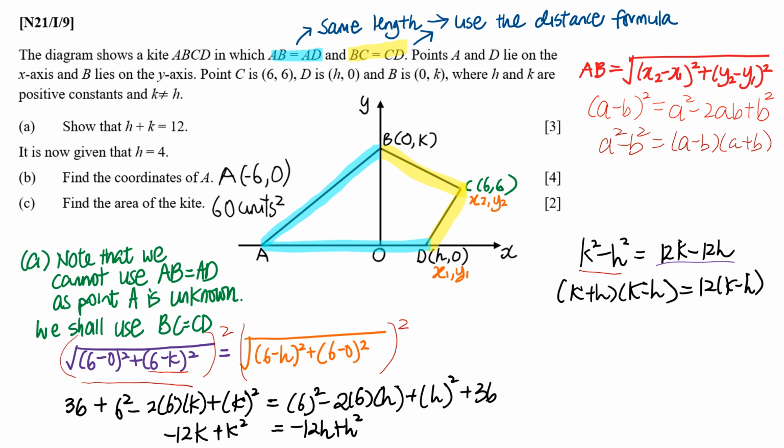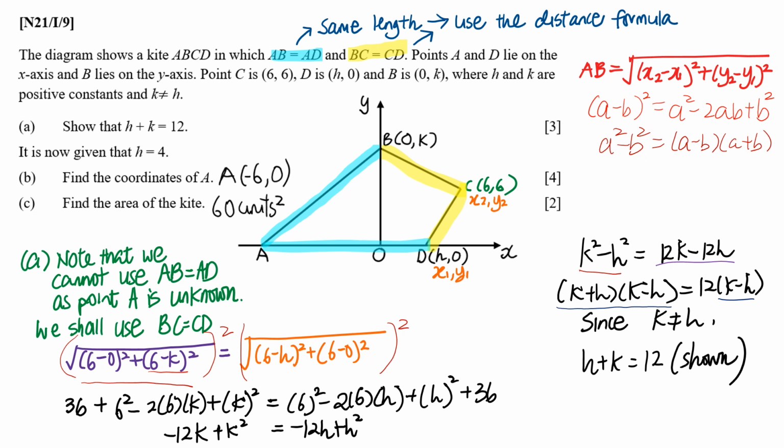Now you're given that k is not equal to h. So therefore, you can just divide both sides by k minus h. If k is equal to h, then you cannot do it, because you would be dividing by 0 on both sides, and something divided by 0 is undefined. But because k is not equal to h, you can just divide both sides by k minus h. So that will give you h plus k equals 12, and that's exactly what we're required to show in part A.